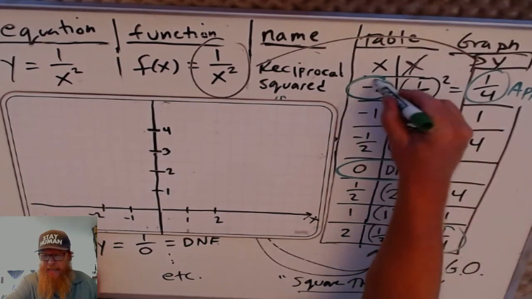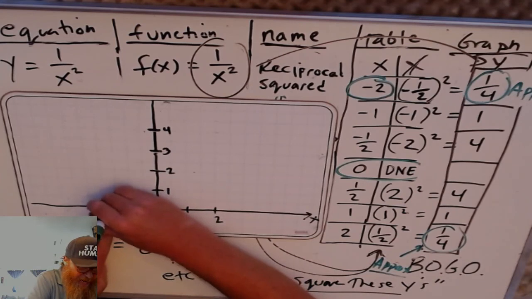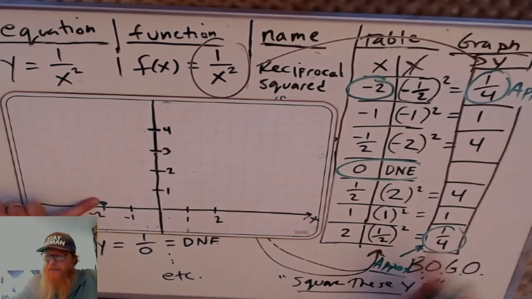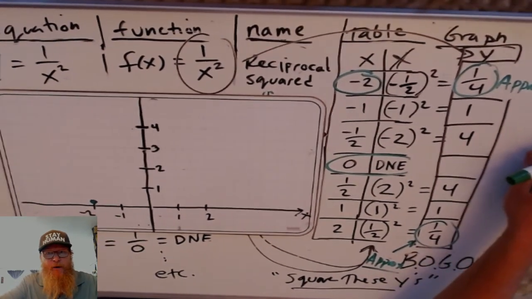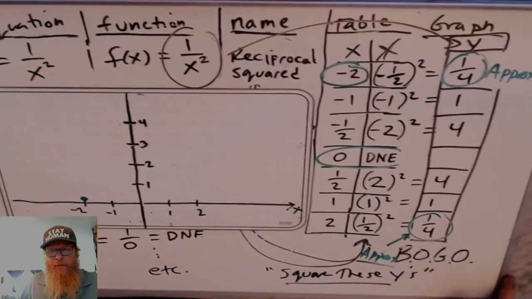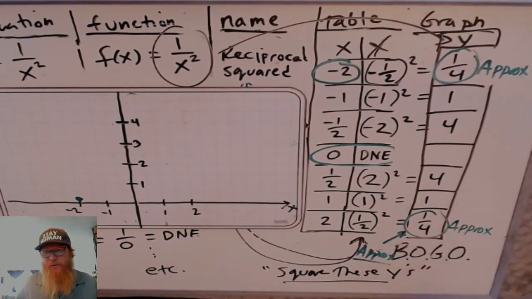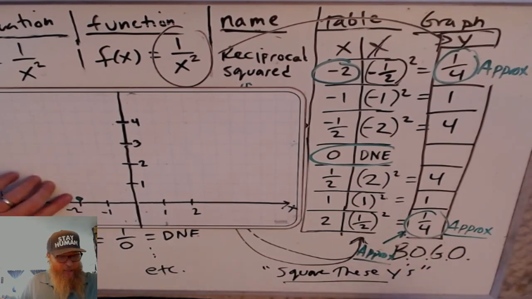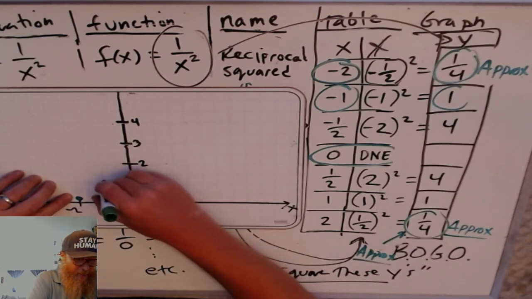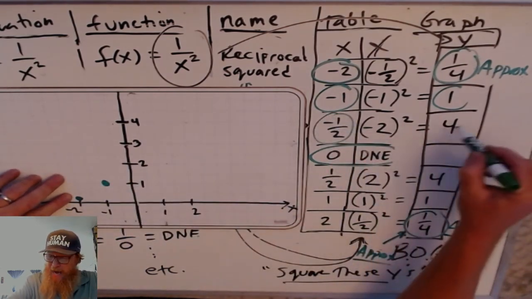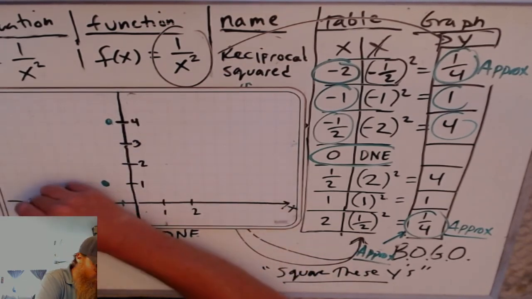So this is my x, -2. This is my y, -1/4. I can't really get -1/4, so I'm just approximating. That says approximate, if you can see that there. So I got -2 and 1/4, -1 and 1. That one stays the same. -1/2 and 4. So -1/2 all the way up here at 4.